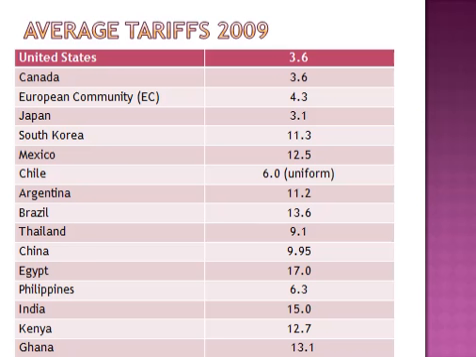This table shows the average tariffs for a number of countries. The countries are ordered by the highest to the lowest per capita income. To calculate the average tariff for countries, one simply adds up all of the tariff rates and divides by the number of import categories.